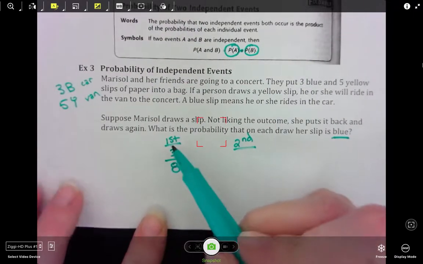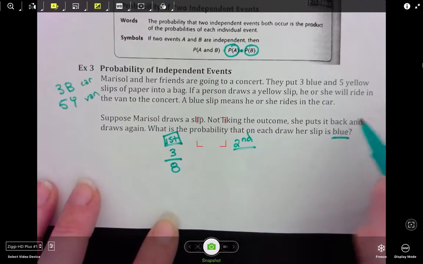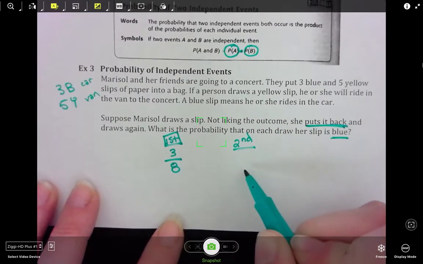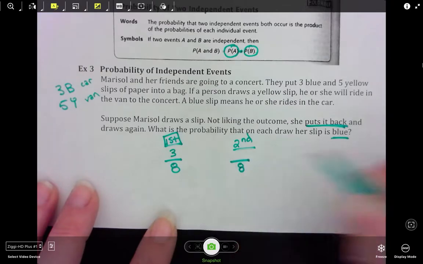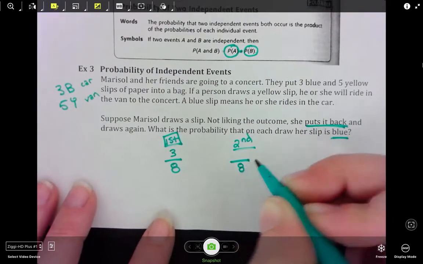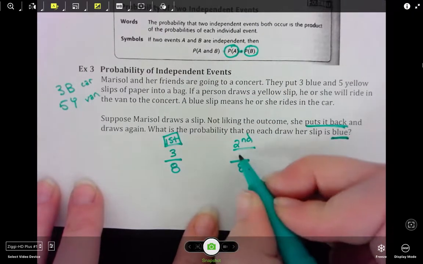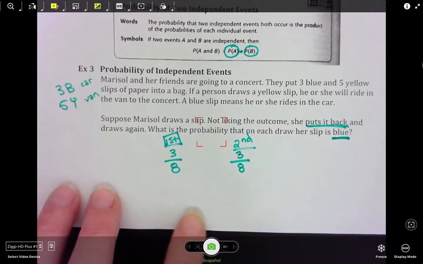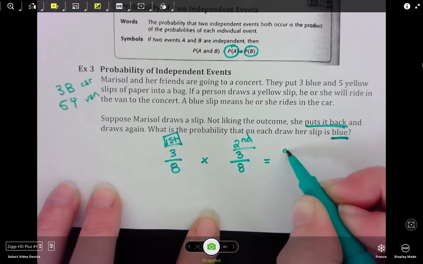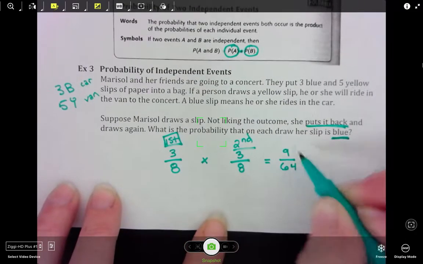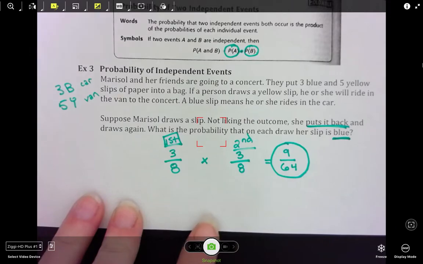Now, that's just with her first draw. She's going to draw again because she didn't like the outcome. But the key here is she puts it back. So how many total slips of paper do I have in the bowl again? I still have 8. If she didn't put it back, I would only have 7 slips of paper. But this time I have 8. And again, I want to know what's the chance of it being blue. There are still 3 blue slips of paper in there since I put it back. I'm going to multiply those together. 3 times 3 is 9. 8 times 8 is 64. So she has a 9 out of 64 chance of drawing 2 blue slips in a row if she puts it back.